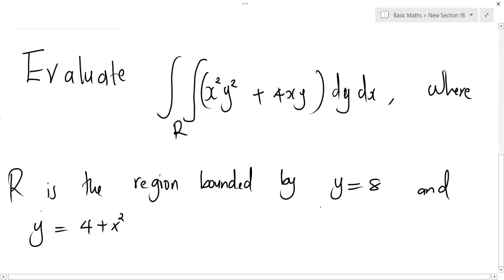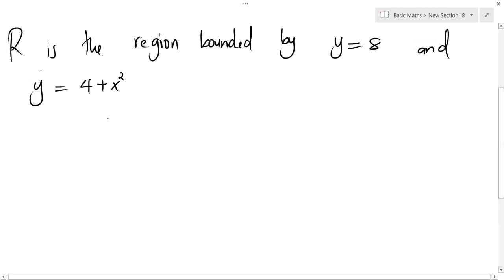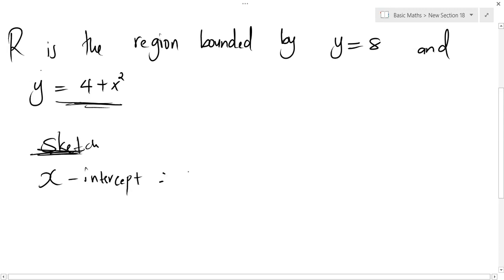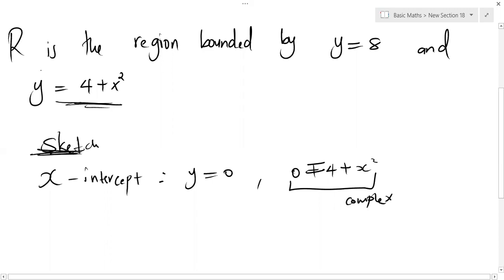Now, y is equal to 8 is obviously a straight line. And y is equal to 4 plus x squared is a curve. For the straight line, the sketch will be obvious. For the curve, we're going to look for the x-intercept and the y-intercept. The x-intercept is when y is equal to 0. If you replace y with 0, you'll have 0 is equal to 4 plus x squared. Solving this is going to give a complex number. Hence, the x-intercept is not there. It's not a real number.